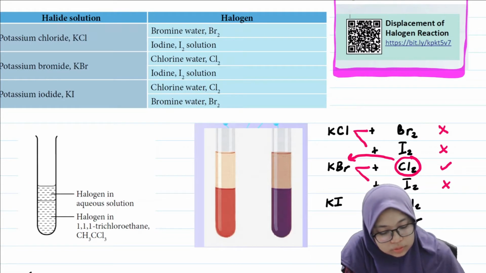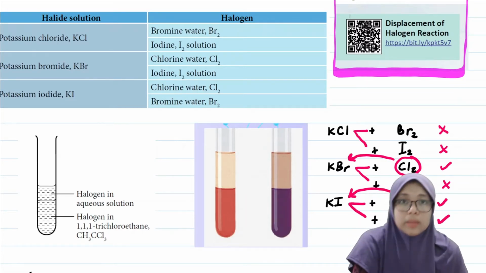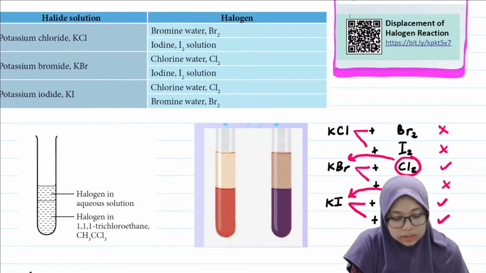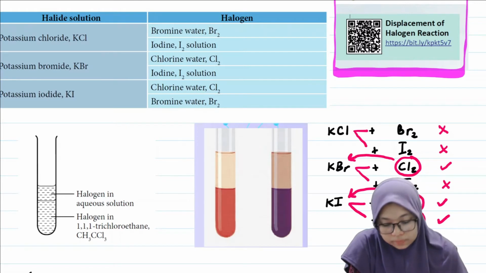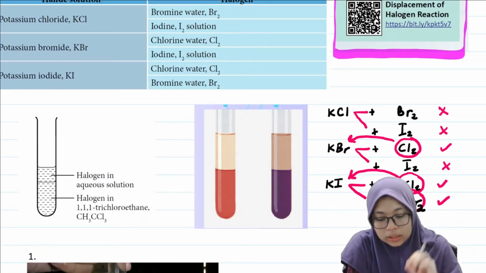Potassium iodide: chlorine is more reactive than iodine, so this reaction will have a new product. Bromine is more reactive than iodine, so bromine will also be able to displace iodine from its halide solution, from potassium iodide. Now when we do this experiment, you will see two layers of solution and liquid.